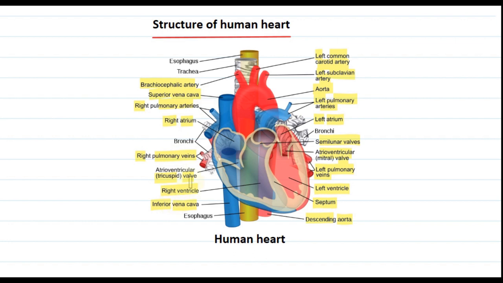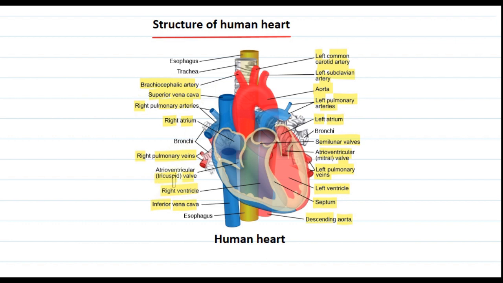Then there are pulmonary veins. These are the right pulmonary veins and the left pulmonary veins. Pulmonary veins are the only veins that carry oxygenated blood. They carry the blood from the lungs to the heart. Then we discussed the brachiocephalic artery, which are blood vessels originating from the aortic arch.